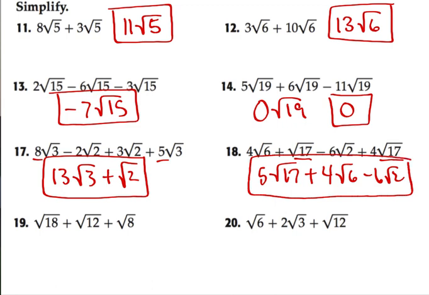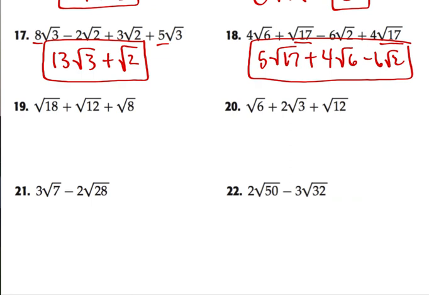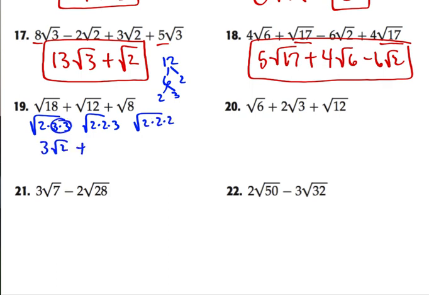Okay, the next ones here need to be broken down. 18 is 2 times 3 times 3. 12 is 6 times 2, which is 2 times 3. 12 is 2 times 2 times 3. And 8 is 2 times 2 times 2. We can actually pull this out and get 3 square roots of 2 plus 2 square roots of 3 plus 2 square roots of 2.